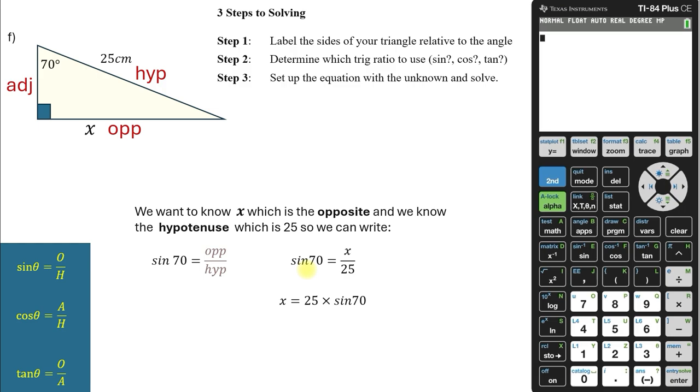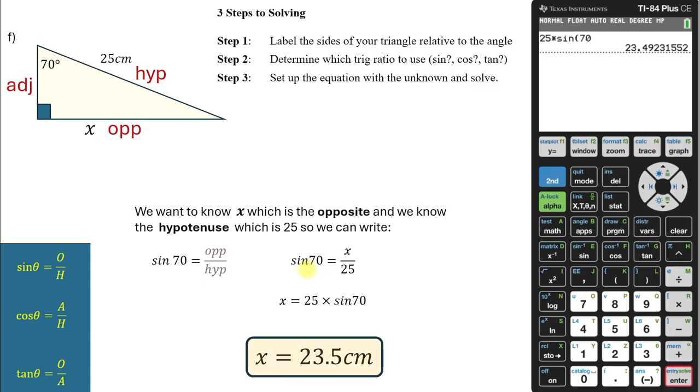Go to our calculator. We need to calculate x equals 25 times sine 70, which gives us a value of 23.49, which will round to 23.5.